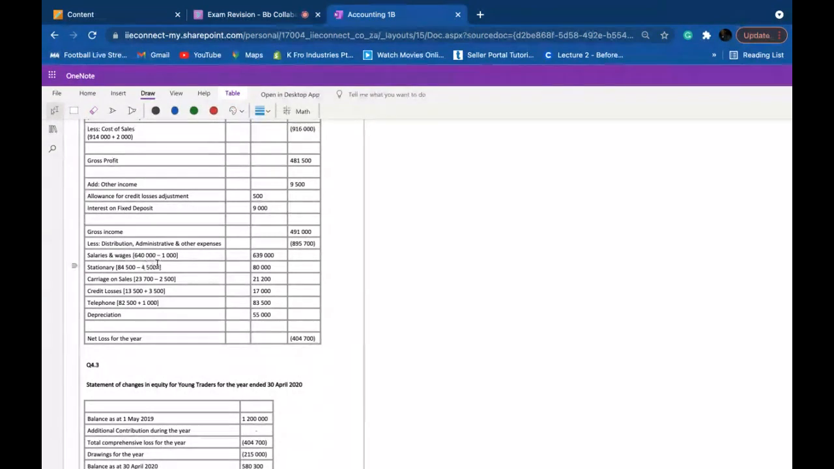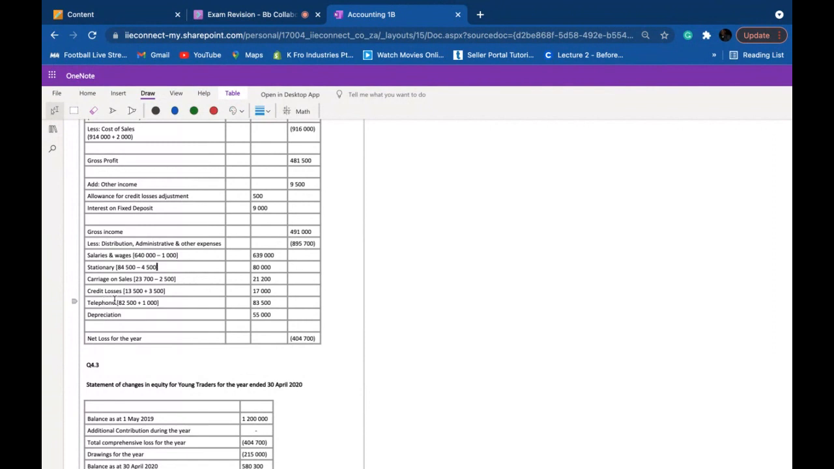Okay. Then here salaries and wages. Can you see the adjustments? 1,000. We've removed it. Stationery. We removed the 4,500. That should be 4,500. All right. And then here carriage on sales. Okay. We're reducing that expense. Remember, by 2,500 because it was a prepaid expense.